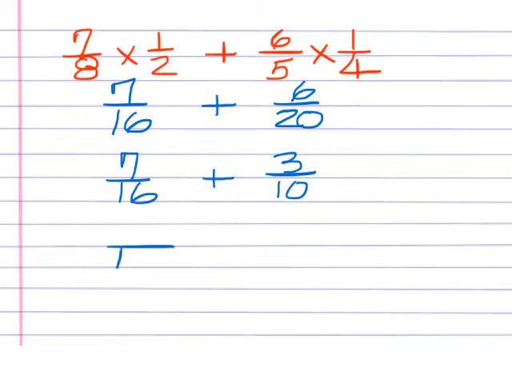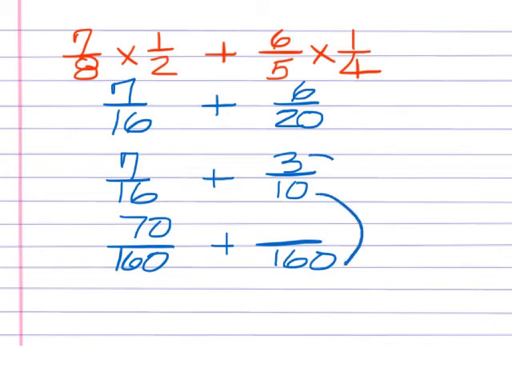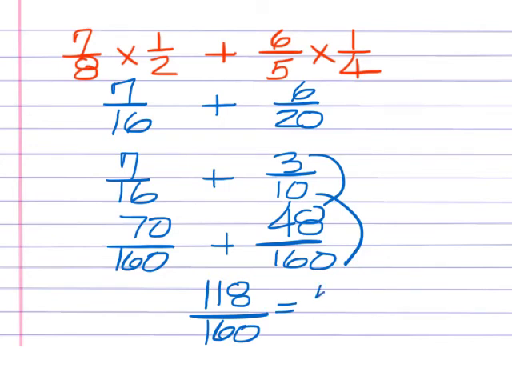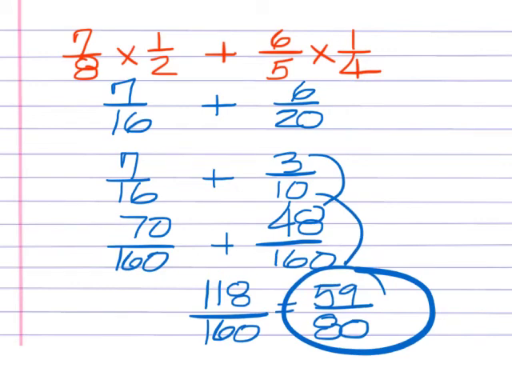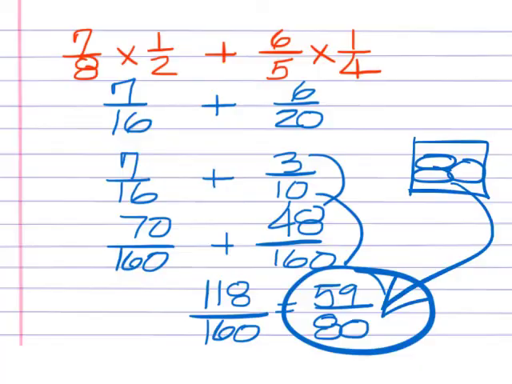I think the lowest we can get a denominator is 160, and if you do that, you're going to have a 70 over 160 on the left, and then you have to multiply by 16 here, so that gives you a 48. That's 118 over 160, but you can cut it in half to get 59 over 80. The lowest denominator should have been 80 to start with. 160 is not the lowest, it's a little higher, but still the answer comes out to be 59 over 80.